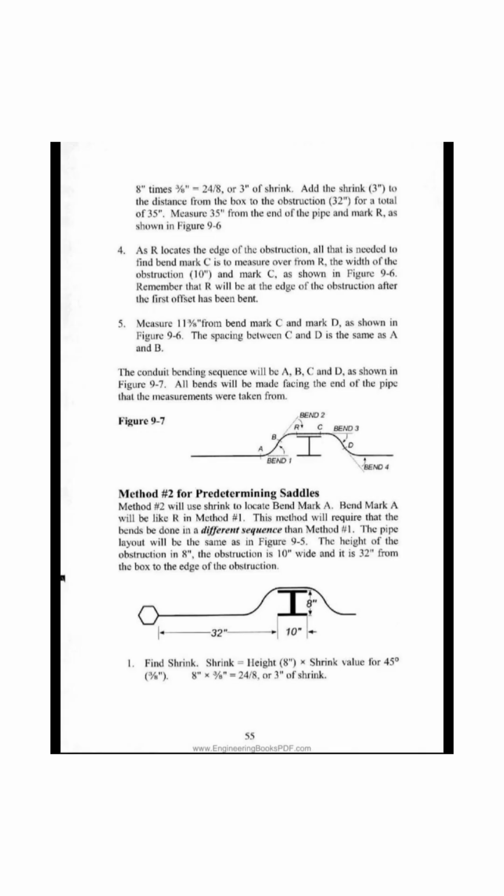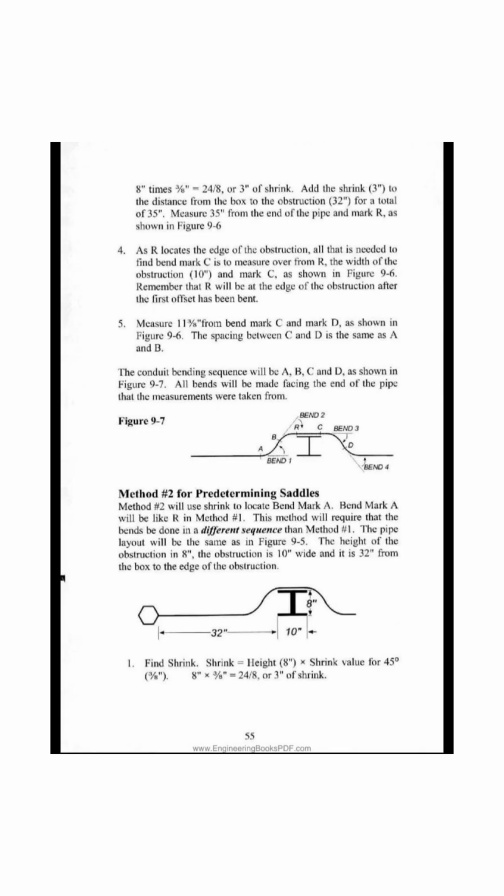Method number 2 for predetermining saddles. Method number 2 will use shrink to locate bend mark A. Bend mark A will be like R in method number 1. This method will require that the bends be done in a different sequence than method number 1. The pipe layout will be the same as in figure 9-5.